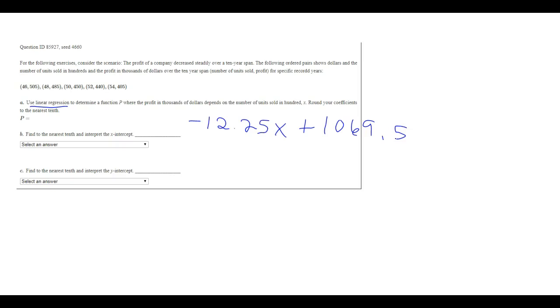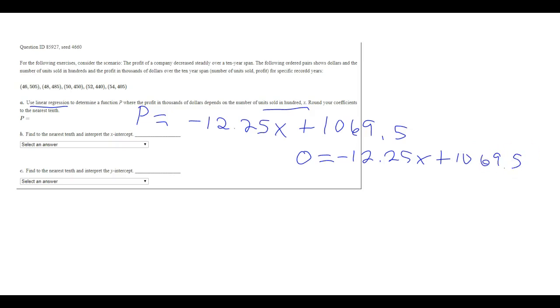And remember what X is, as it told us up here, it's the number of units sold. That's what my X is, in hundreds. So that's my profit function. So P equals this. So my x-intercept means I let P equal 0. So I'm going to let P equal 0. And then we're going to solve this equation for x.